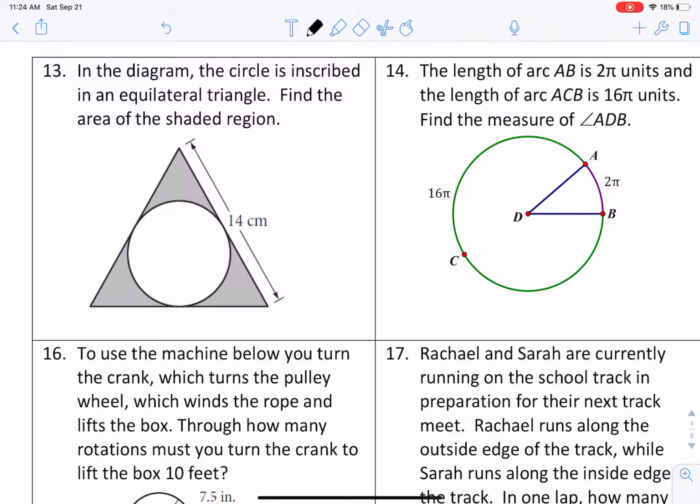All right, so in the diagram, the circle is inscribed in an equilateral triangle, and we want to find the area of the shaded region. As far as the strategy goes, the area should be triangle minus the circle. Okay, the triangle is not too bad. We've dealt with equilateral triangles before and finding their area, but the circle is what is going to make this problem pretty challenging.